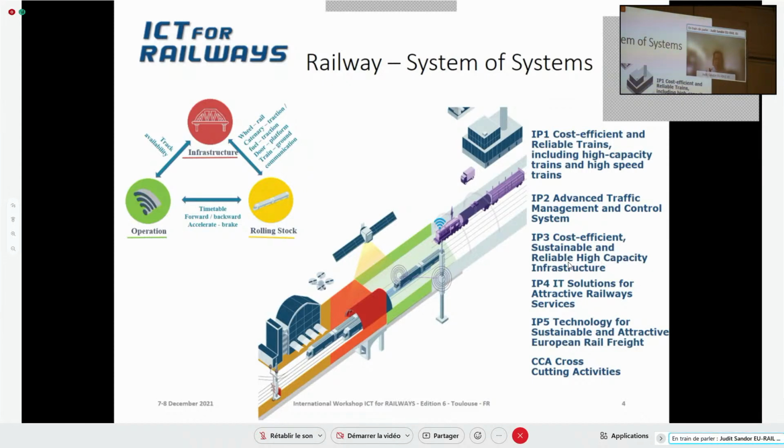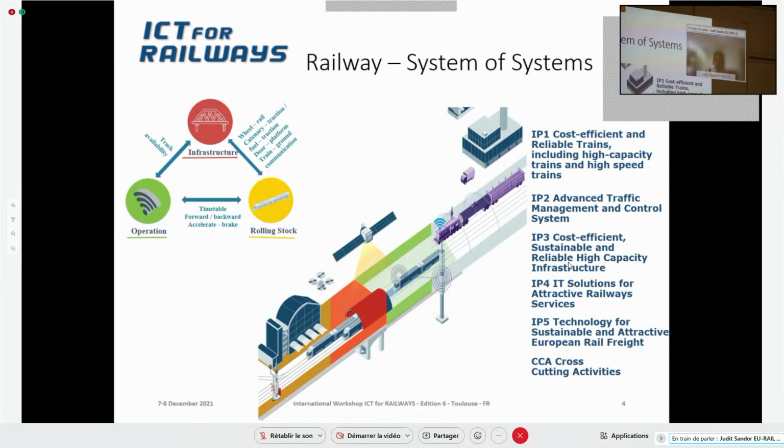So that's why the scope of the Shift2Rail joint undertaking is covering the different subsystems, but trying to cover them in a holistic approach. And the horizontal activities that are contributing to the different subsystems, like energy, noise and vibration, or standardization, are covered in the cross-cutting activities.